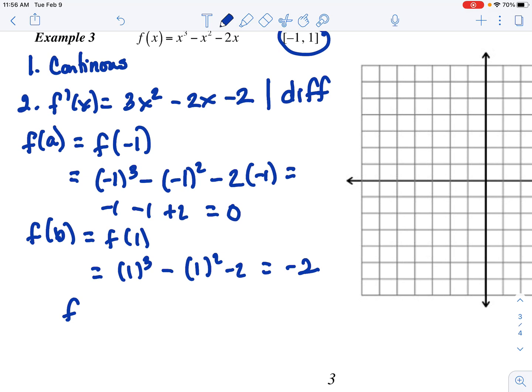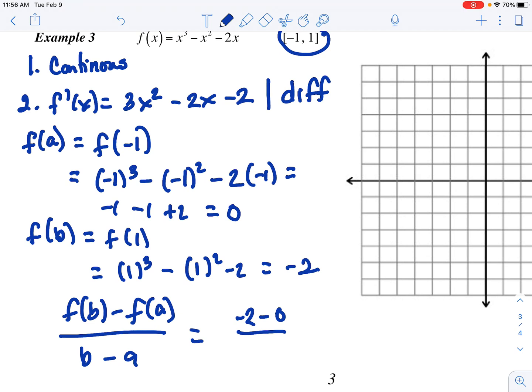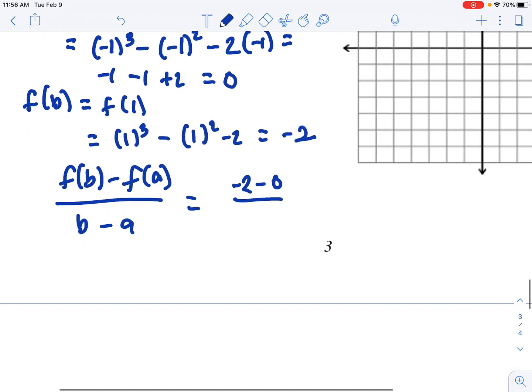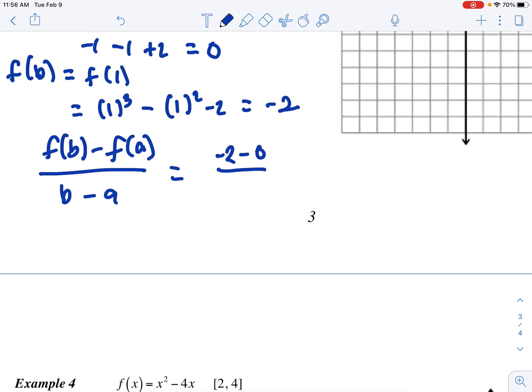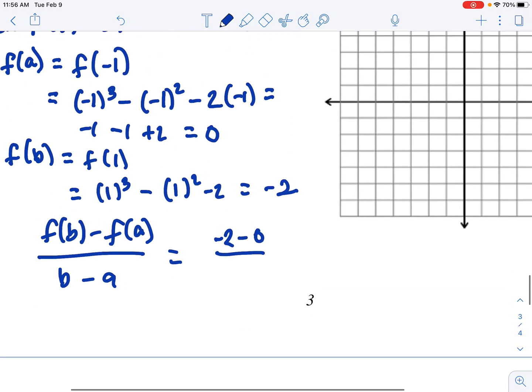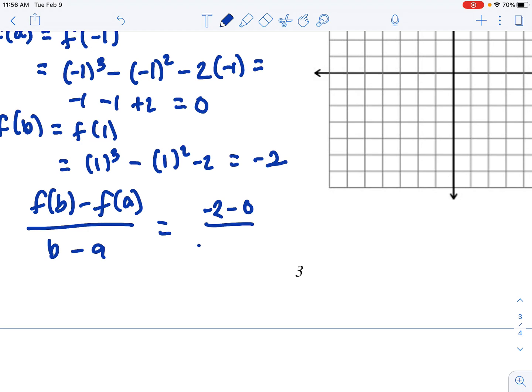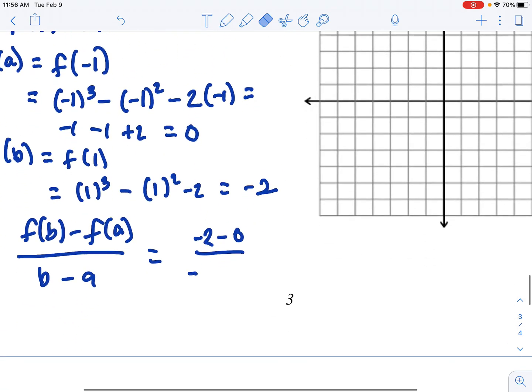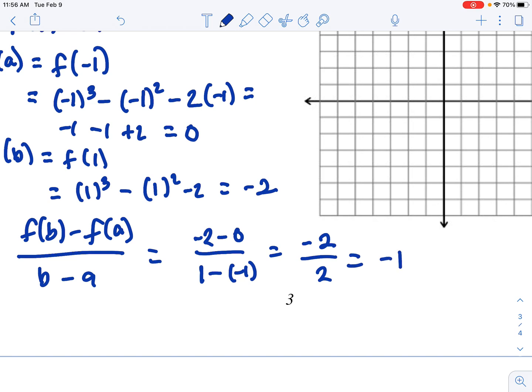So the slope is f of b minus f of a over b minus a. So f of b, -2 minus 0, over b minus a, which is 1 minus -1, which is 2. That is -2 over 2, which is -1. Okay, is it done?